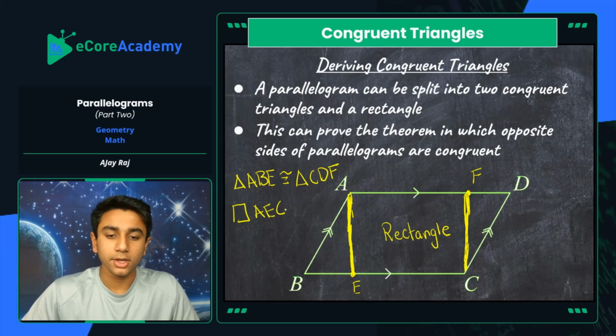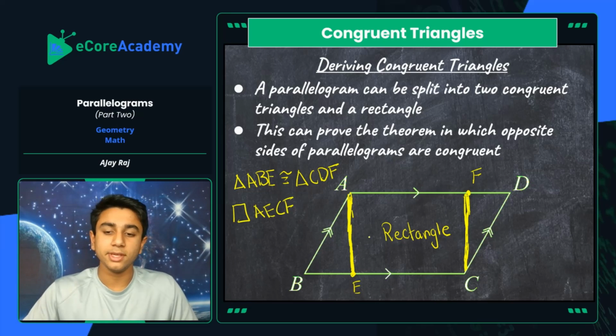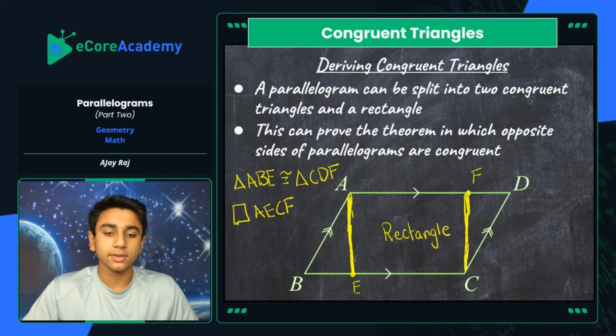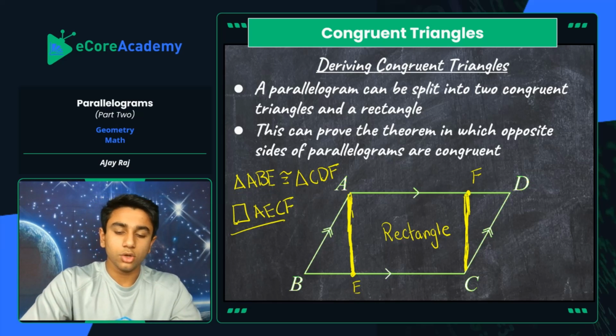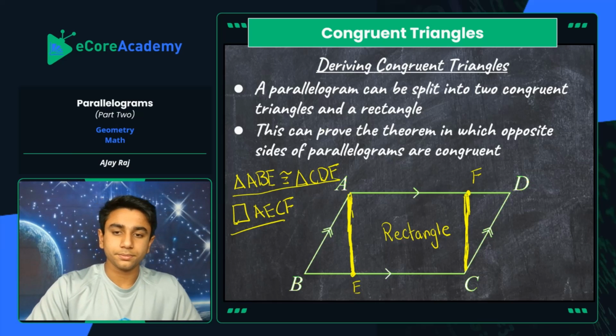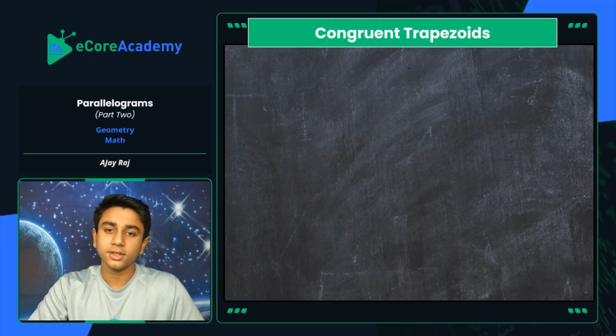And there is a very unique relationship between ABE, FDC combined together in relationship to the rectangle. So I want you guys to leave in the comments below, or hold that thought. What is that relationship? And save it for next video. I'll explain it in our extended problems on parallelograms video. So what's the relationship between AECF, our rectangle here, and our two congruent triangles, which are ABE and CDF? Just a little cliffhanger for our next video.